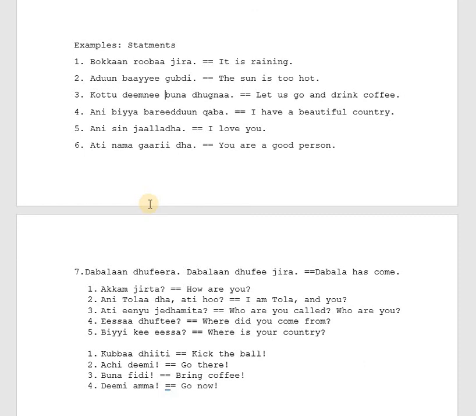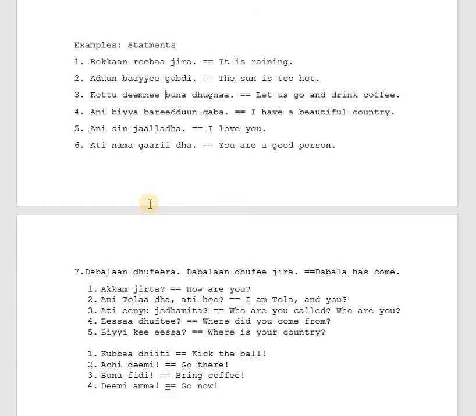I know there are lots of foreigners, Westerners, who have been living in Oromia and now speak Oromo just like I do. So it's not a language that is really hard to understand, but you obviously need some practice and some real exposure to native speakers as well.